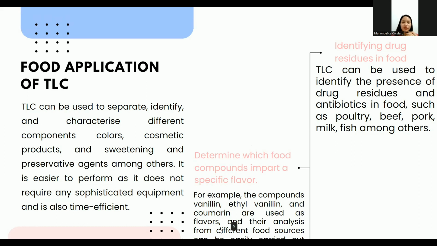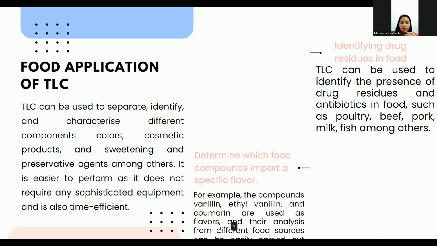Food application of TLC. TLC can be used to separate, identify, and characterize different components, colors, cosmetic products, and sweetening and preservative agents, among others. It is easier to perform as it does not require any sophisticated equipment and is also time efficient. So determine which food to sample. The compounds vanillin, ethyl vanillin, and coumarin are used as flavors in their analysis from different food sources.